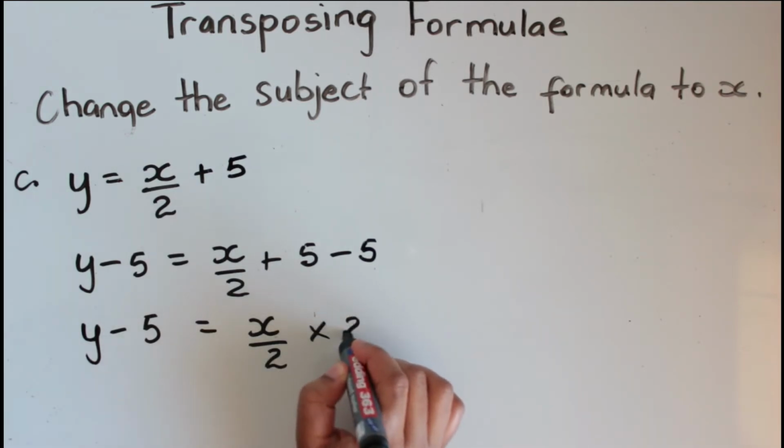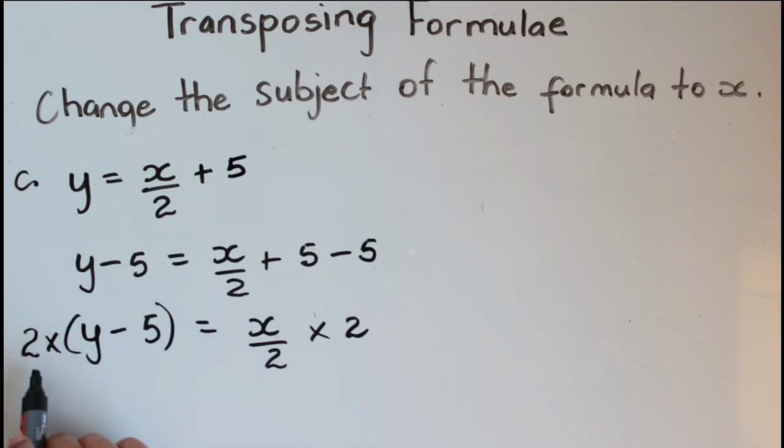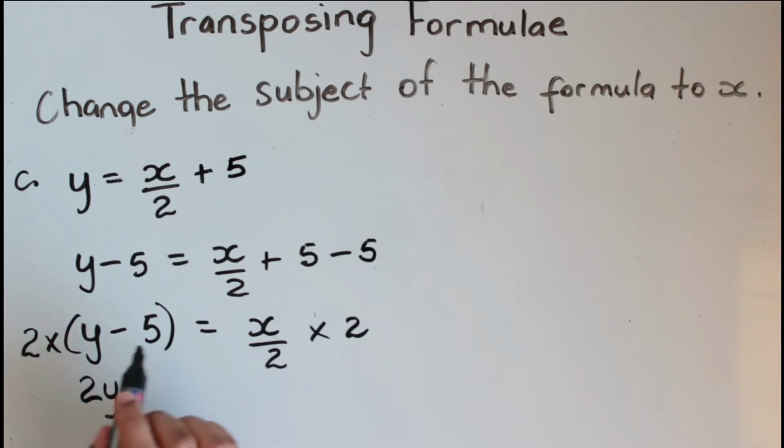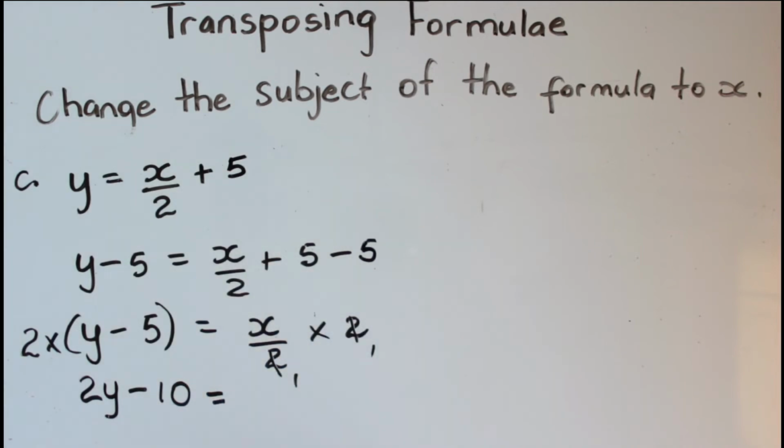So I do times 2 on my right, and I also do times 2 on my left, and it's everything on my left that I need to multiply by 2. So now on my left I have 2 times y, because we're applying the distributive law. 2 times minus 5 gives me minus 10 there, equals to, we agree that these cancel out each other. So I'm left with, on my right, x, and that was my aim, to get the x by itself. So now I have 2y minus 10 equals x for my final answer.